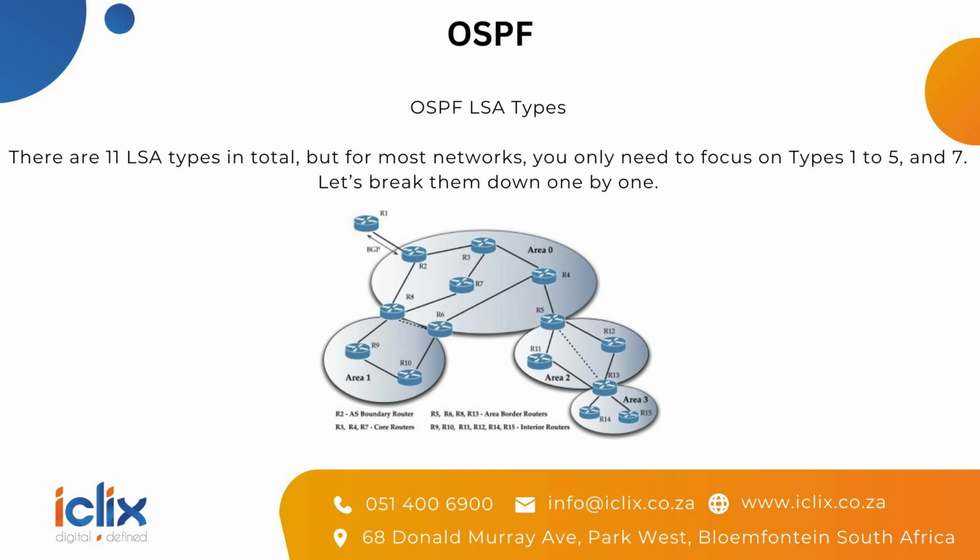OSPF LSA types. There are 11 LSA types in total, but for most networks, you only need to focus on types 1 to 5 and 7. Let's break them down one by one.